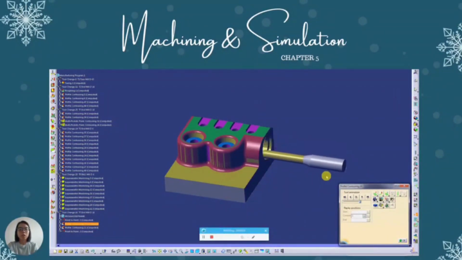The last process is also profile contouring, but we use 5-axis to turn the tools.